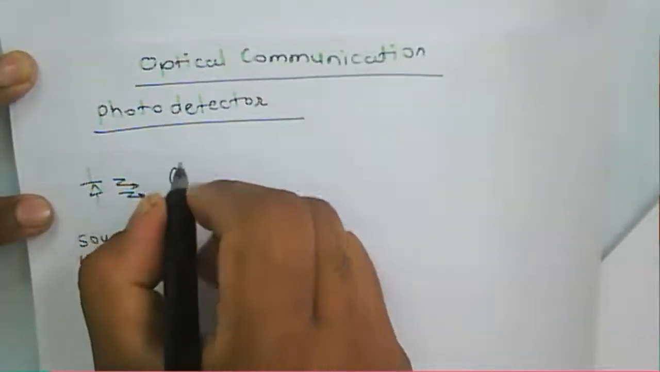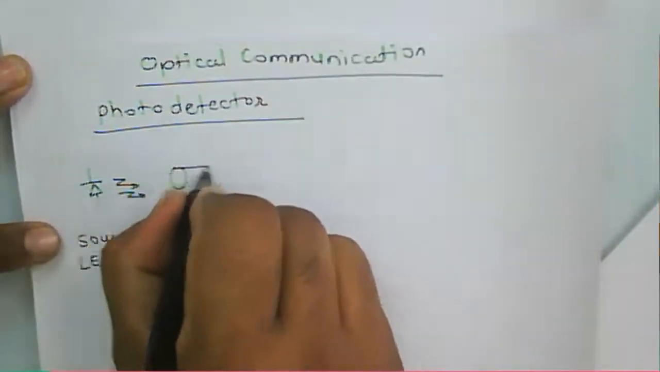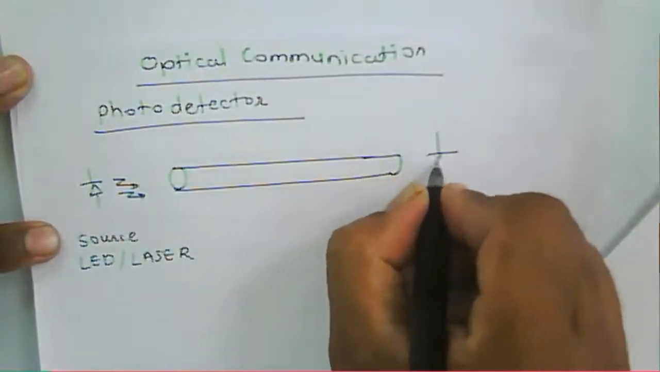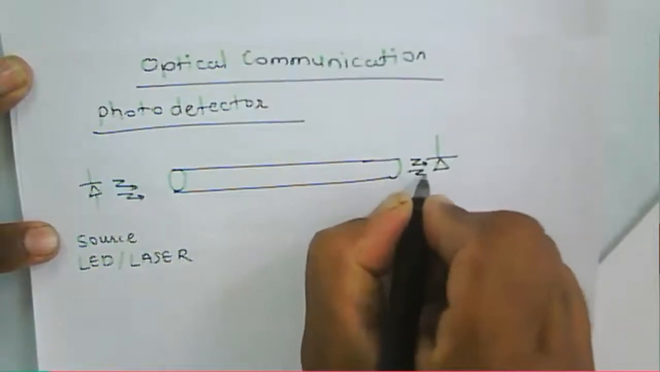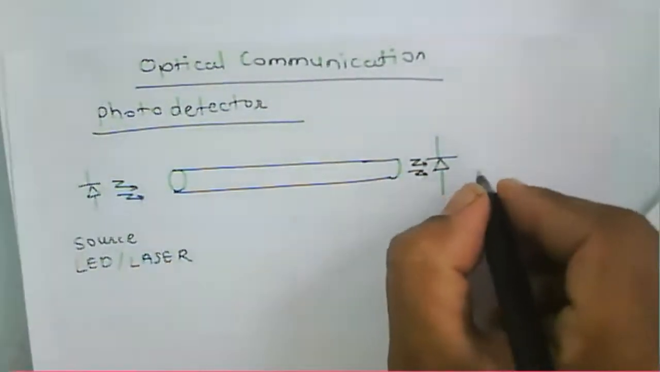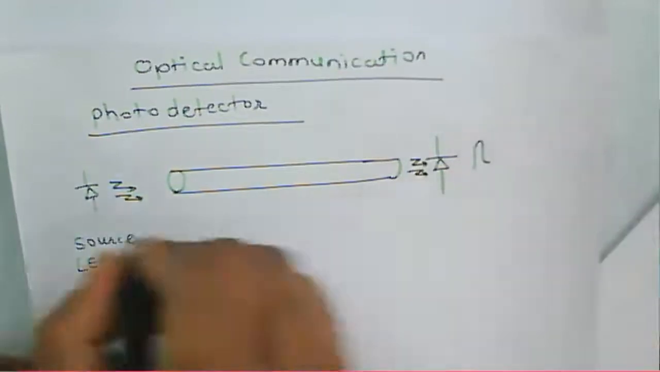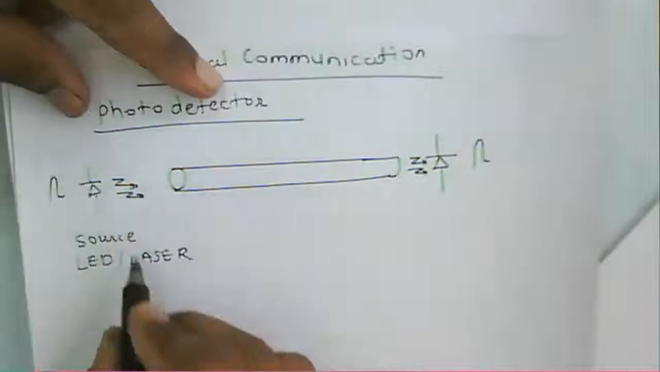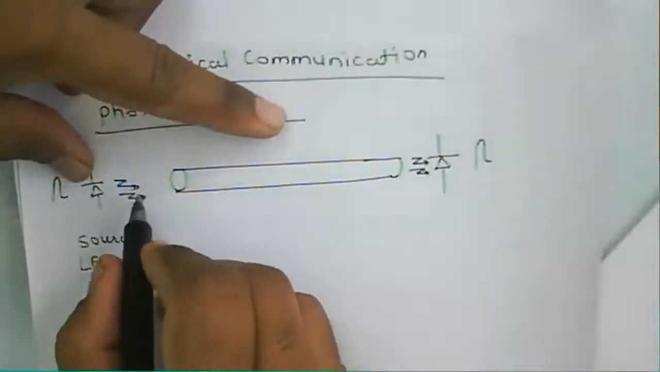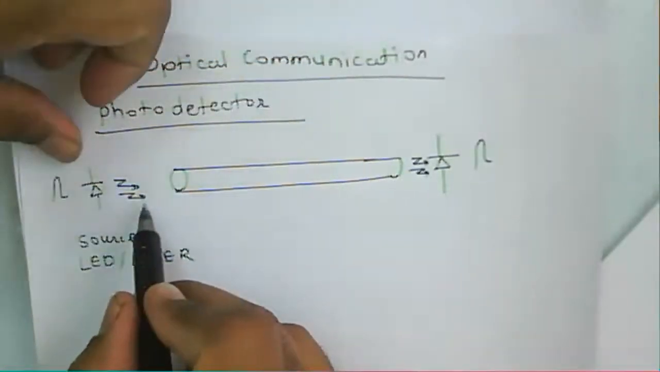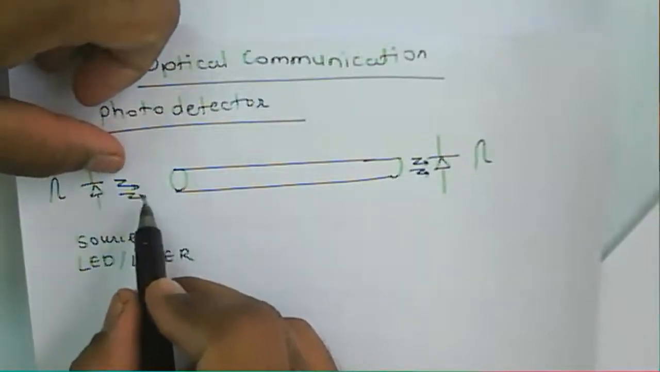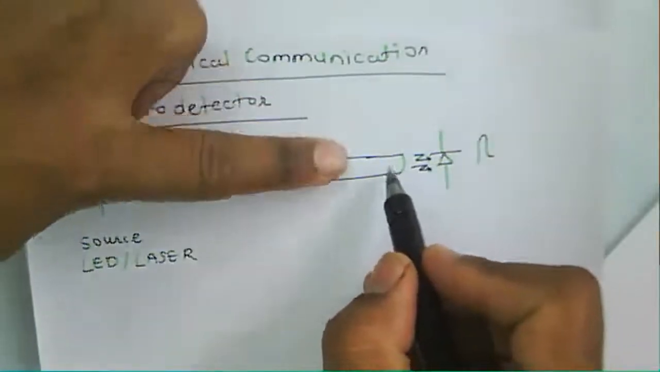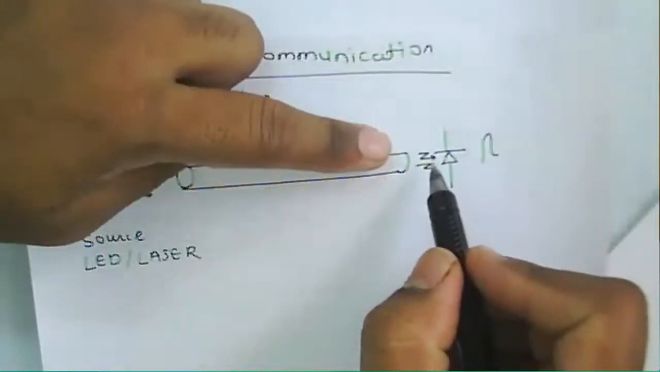Now we have an optical fiber, and at the end we have a detector. We have the input current pulse as the input to the source, the light emitting diode or laser. Then the current will be converted into photons of energy, that is light. The light is launched inside the fiber, then it propagates through the fiber. Then at the end we have a detector.